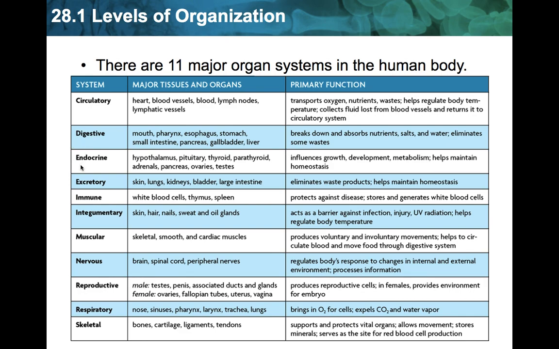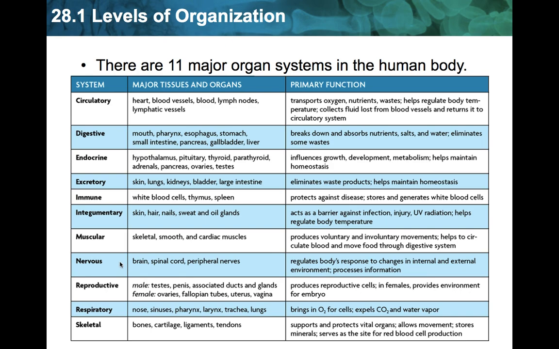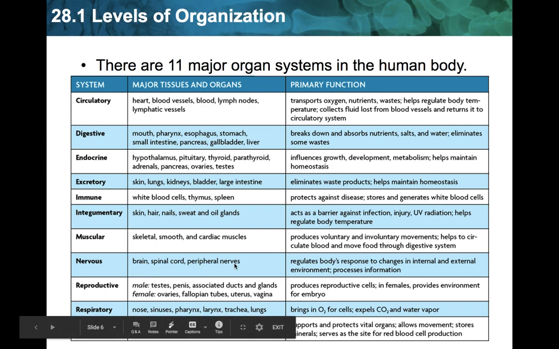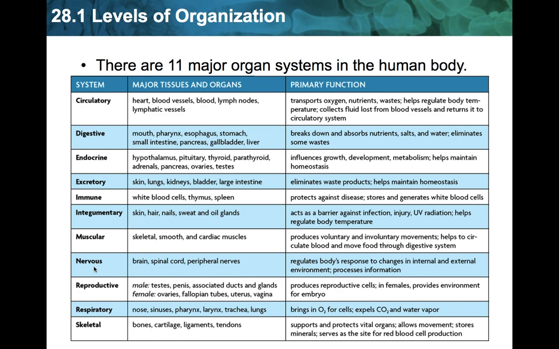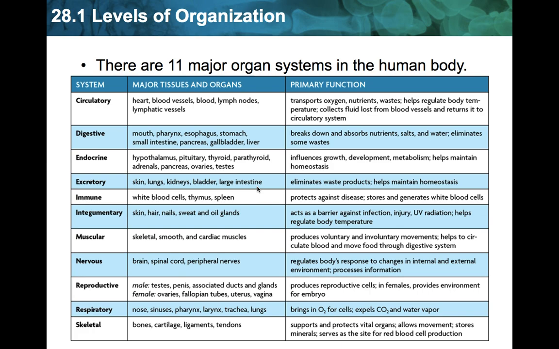Then the digestive system, endocrine system, excretory system, immune system, integumentary system. This is like your hair, your skin, all of that, the outer layers of a person. Muscular system, nervous system, which includes your brain. A lot of people I've found leave that one out of the nervous system. They usually just say spinal cord and then your nerves, but the brain is included in the nervous system as well. And then you have the reproductive system. Oh, sorry. My disc is almost full. And then the respiratory system and the skeletal system.